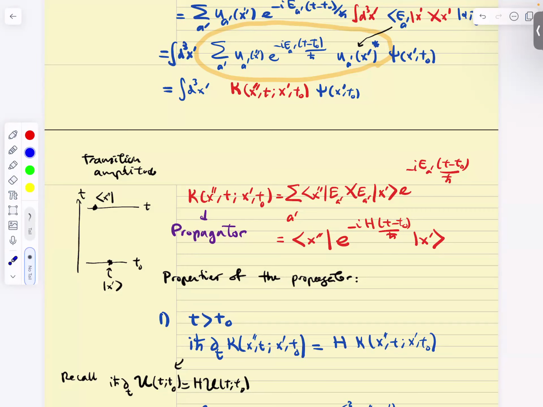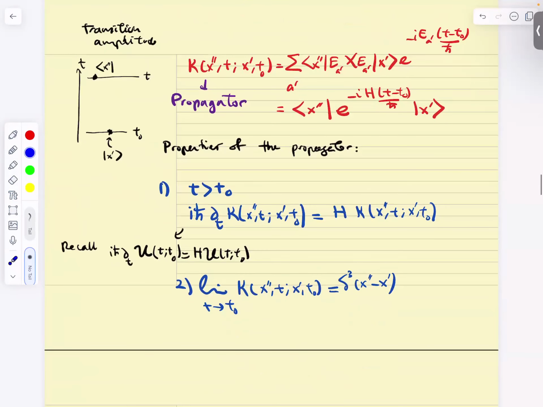Anyway, so what are the properties of the propagator? For time t larger than t naught, which is what we defined it for, it's just the evolution operator in the position eigenbasis. And if you recall in one of the earlier lectures, we said that this time evolution operator solves the time-dependent Schrodinger equation this way. So for t larger than t naught, this object solves the differential equation, which is just the time-dependent Schrodinger equation.